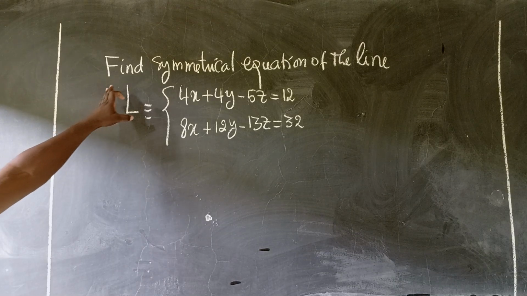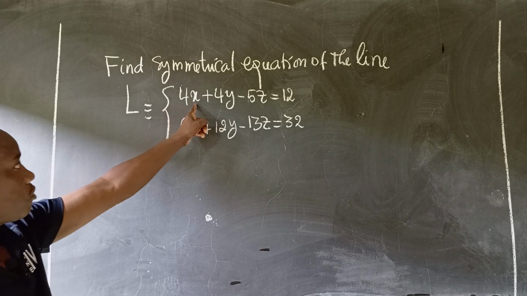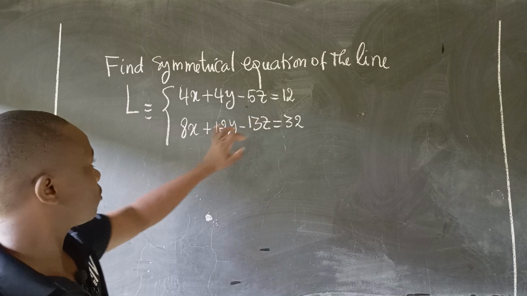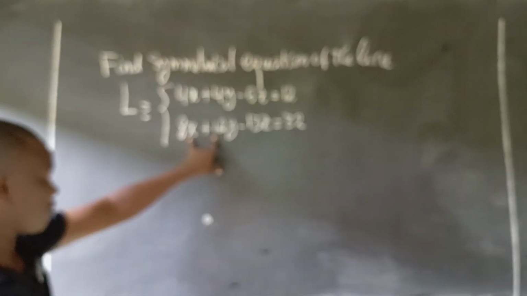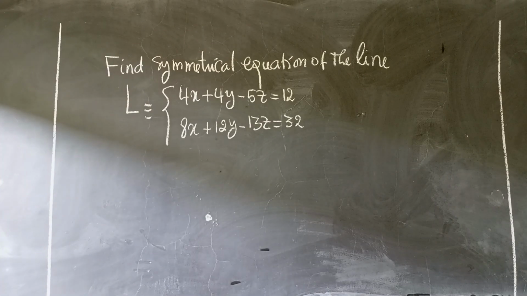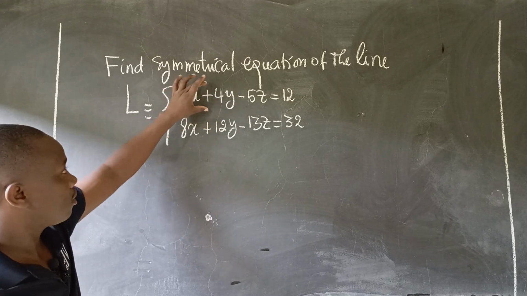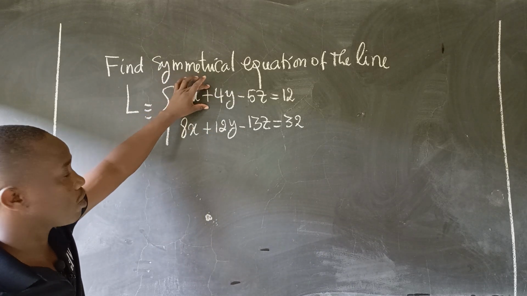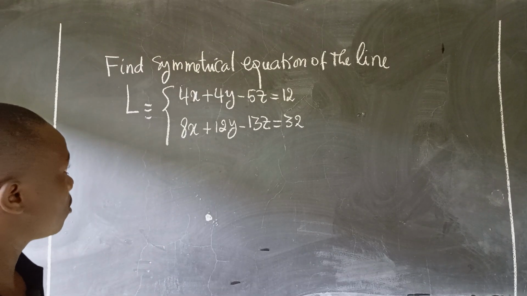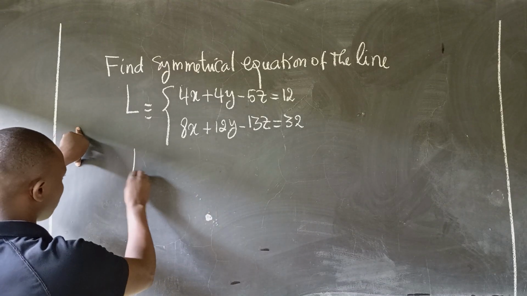Here is the question. Find a symmetrical equation of the line given by 4x plus 4y minus 5z equals 12, and 8x plus 12y minus 13z equals 32. Here are two plane equations. This is an equation of a plane, and this is another equation of a plane. The intersection between two planes gives a line.